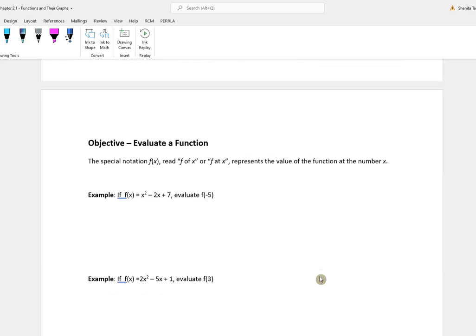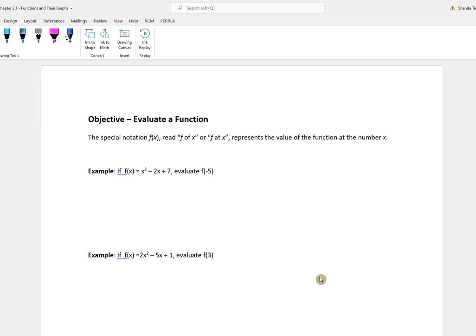Alright, so now let's talk about how to evaluate the function. When you see this special notation, f with x in parentheses, it's read f of x or f at x. It represents the value of the function at the number x. It does not mean f times x. A lot of people get that mixed up.